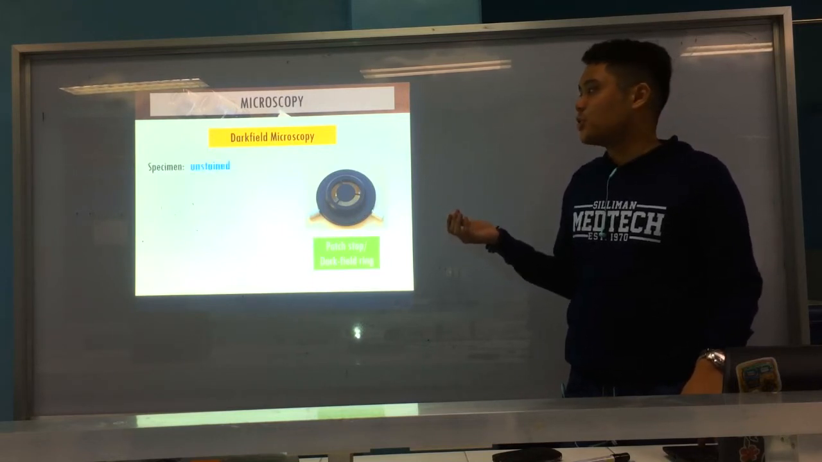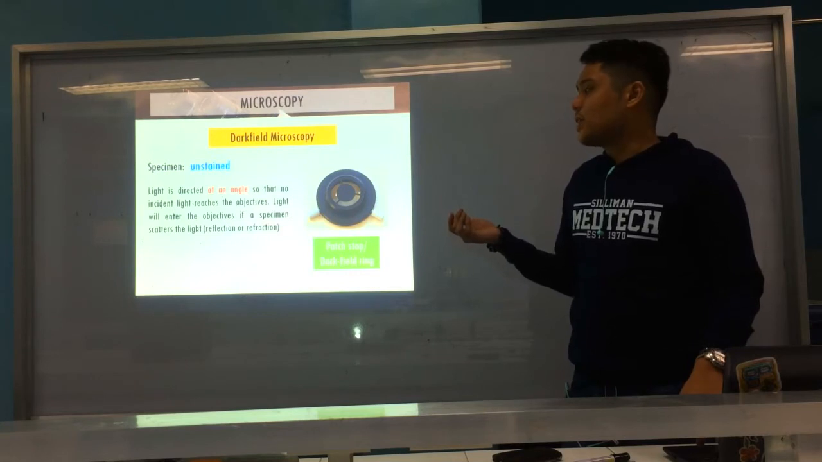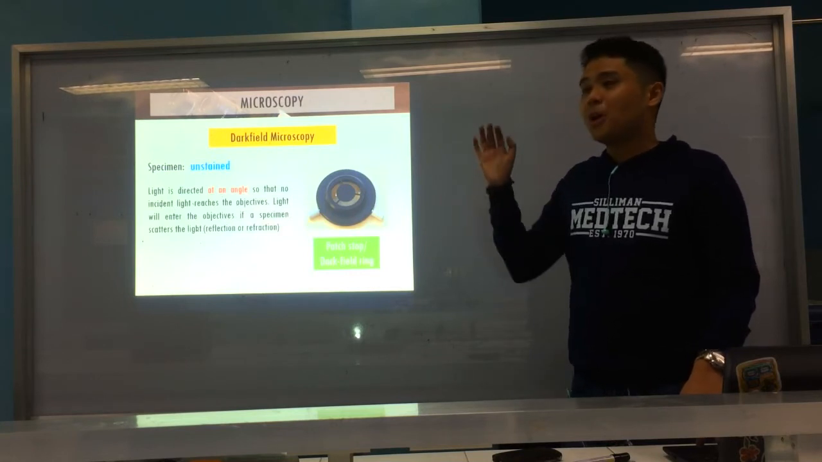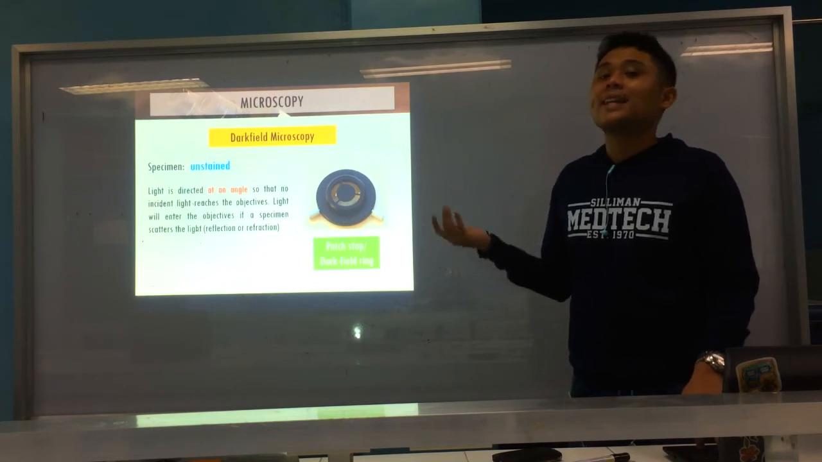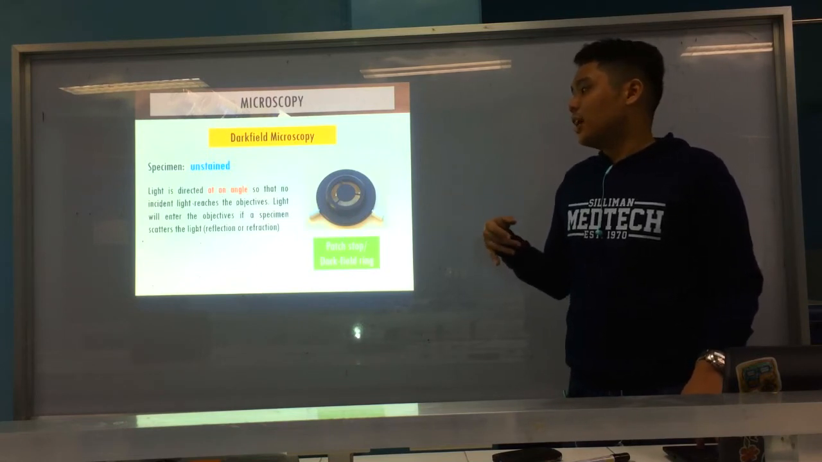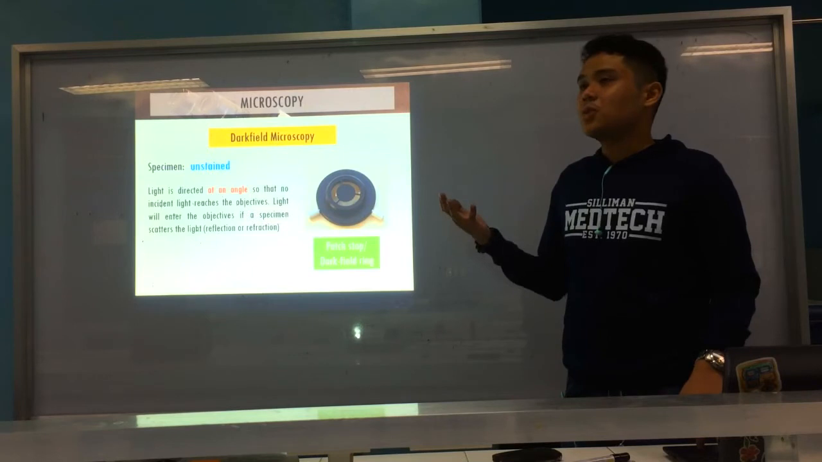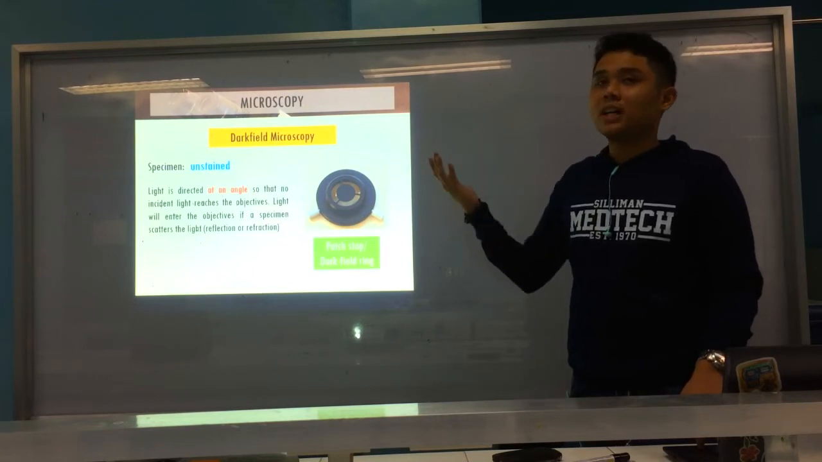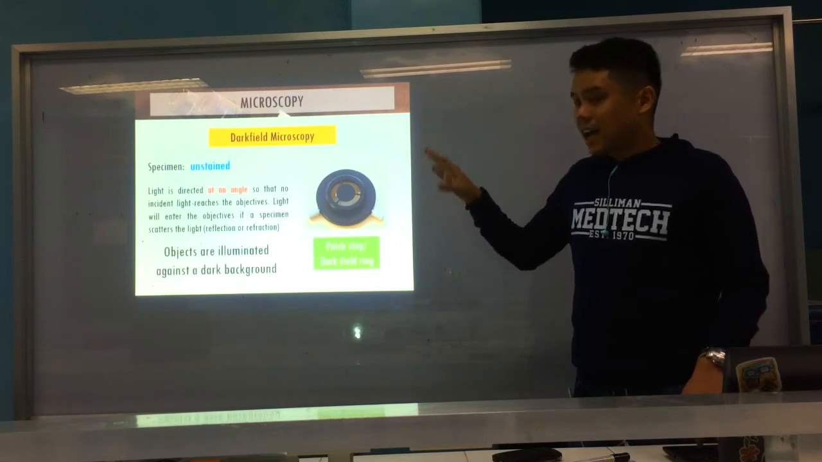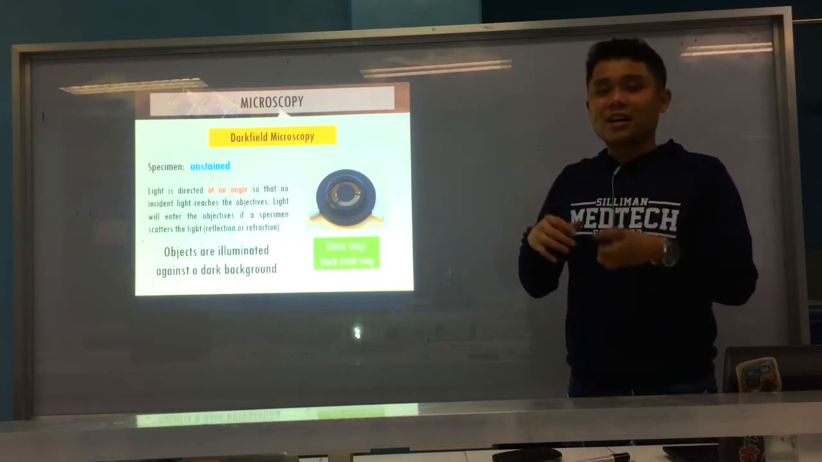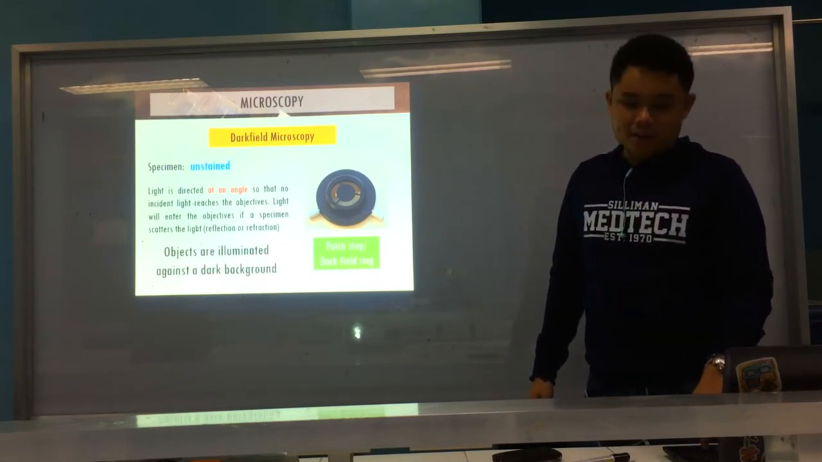So the specimen is usually unstained and the light is directed at an angle, so no direct light reaches the objectives. Therefore, your background is dark, okay? The light that enters the objectives is only scattered, reflected light. So again, the objects are illuminated and appear bright against a dark background, okay?